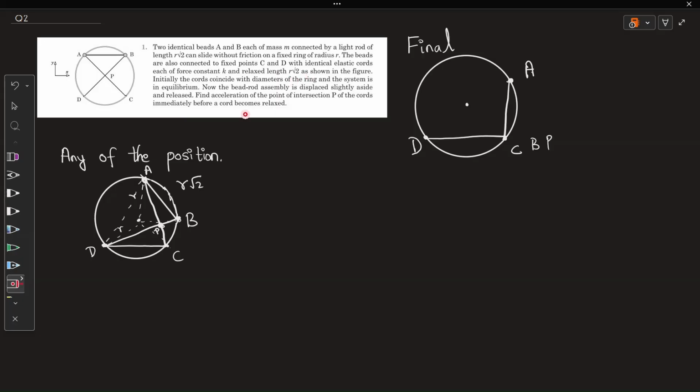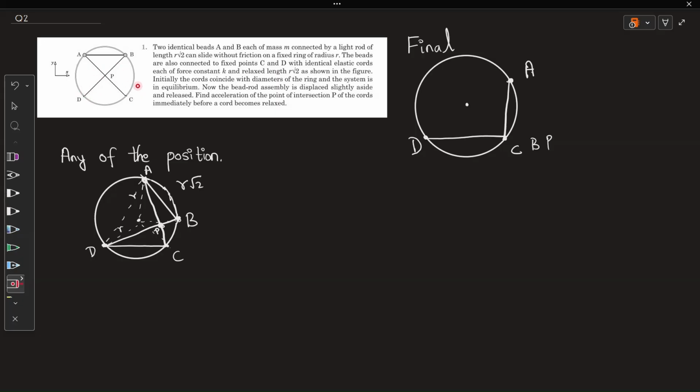But what we are doing is clear over here. Now the bead-rod assembly is displaced slightly aside and released. Find the acceleration of point of intersection P of the cords immediately before a cord becomes relaxed. When will a cord become relaxed? A should go a distance of r root 2 from C. That is only possible when A reaches the point D, because ABP and DPC are congruent triangles. So this distance is r root 2.